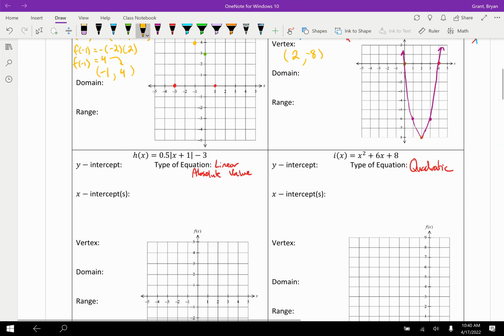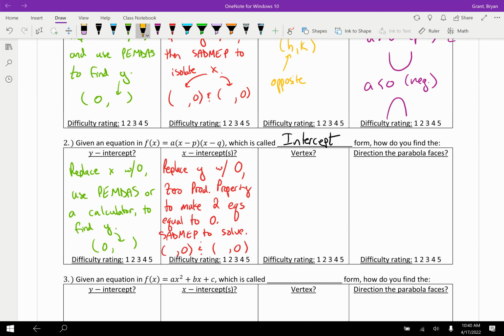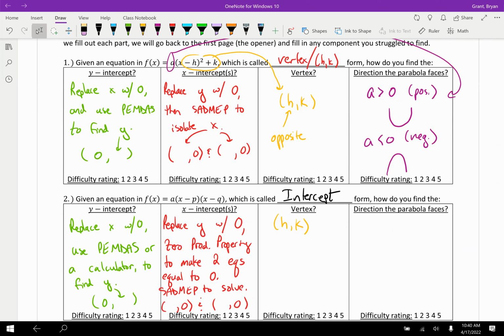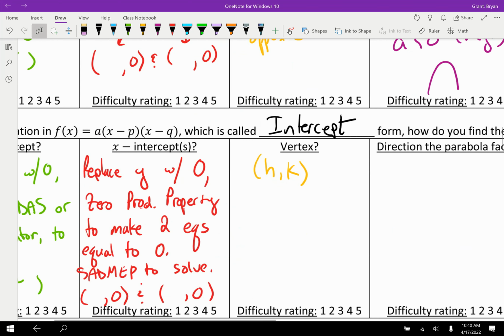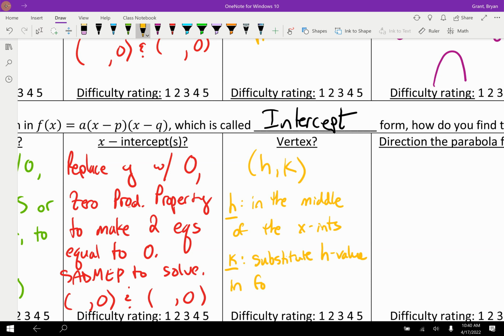Okay. So if we find the vertex, there are two pieces to it, right? Our vertex is, again, an h, k. However, this h, k is markedly harder to find because it wasn't given to us. So there's two things to do. The h is in the middle of the x-intercepts. And, of course, the k is, we're going to say, substitute the h value in for x.